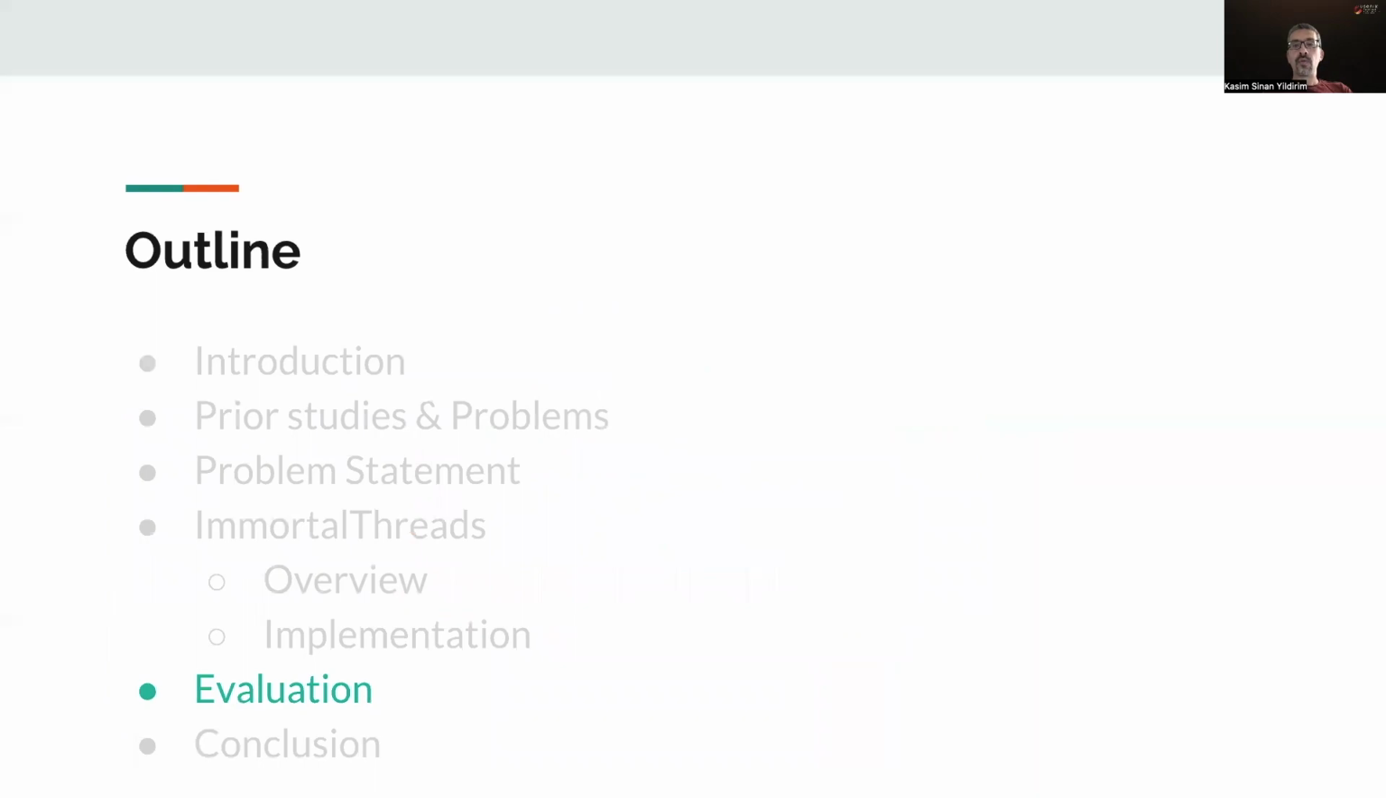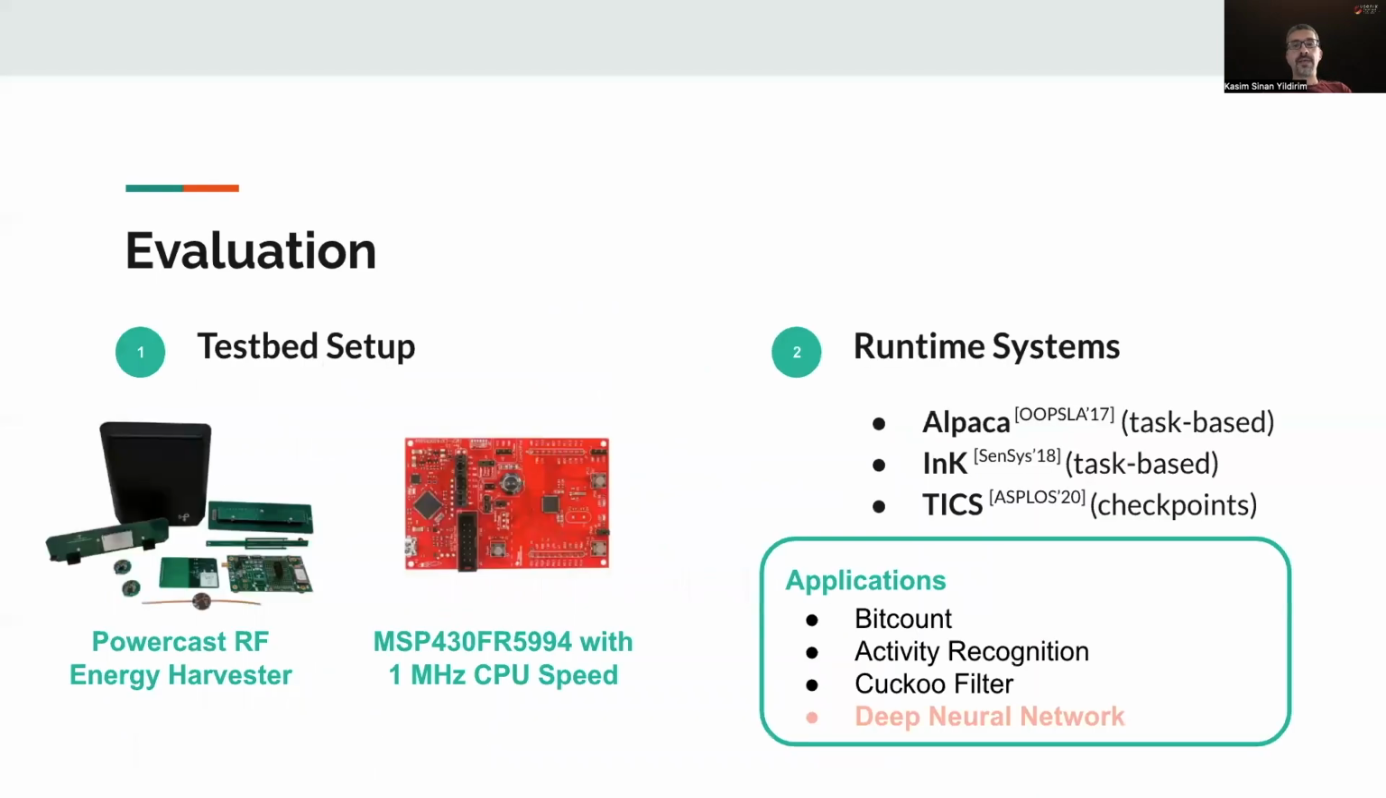Now I would like to move on to the performance evaluation of Immortal Threads. We use an MSP evaluation board as a computation platform and a PowerCast RF transmitter as a power source. We consider three state-of-the-art runtimes: Alpaca, Ink, and TICS.